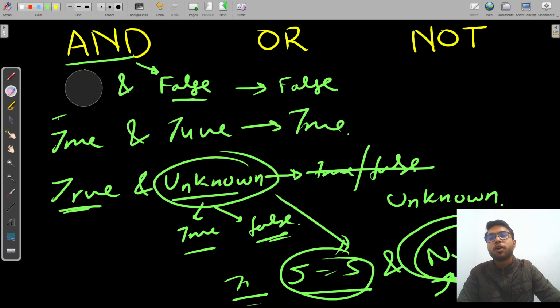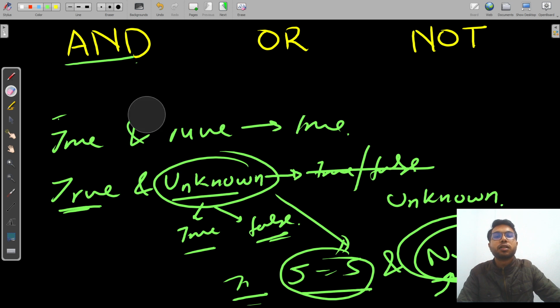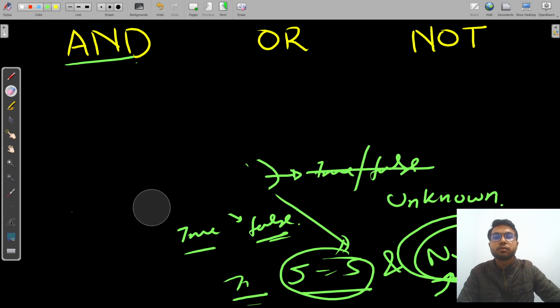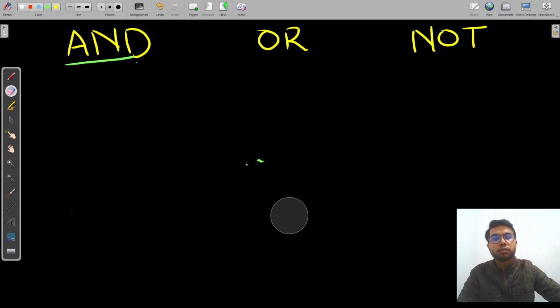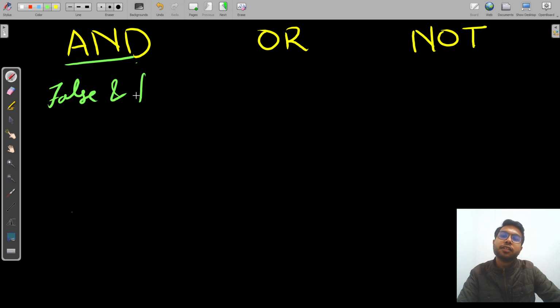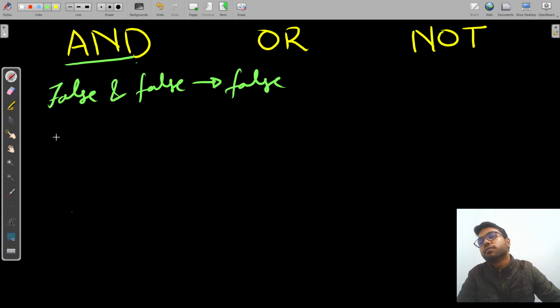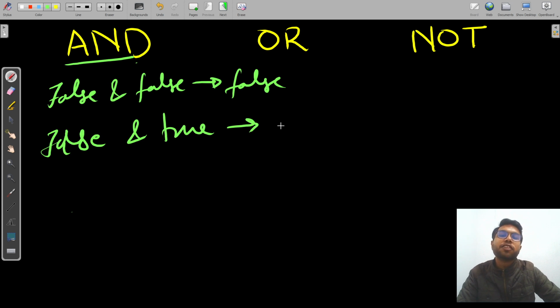So true and unknown causes unknown with AND. So let's try out the same thing with false. So let's take false. We have false and false, and that gives us false. We have false and true, and that gives us what? False, right? We are checking both for true, and both are not true. That means our output would be false.